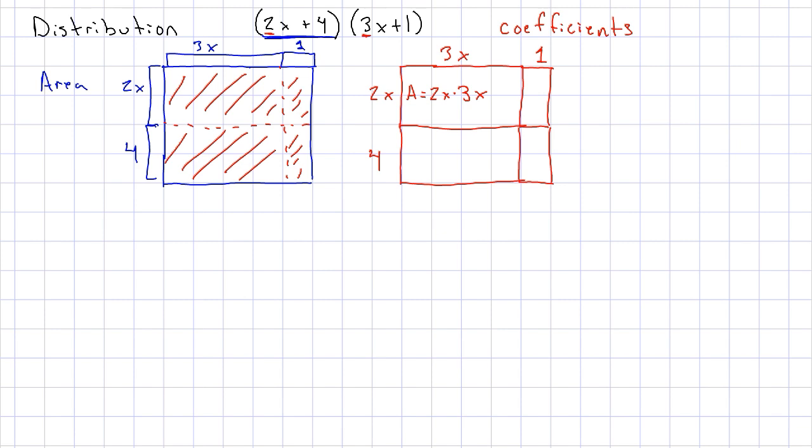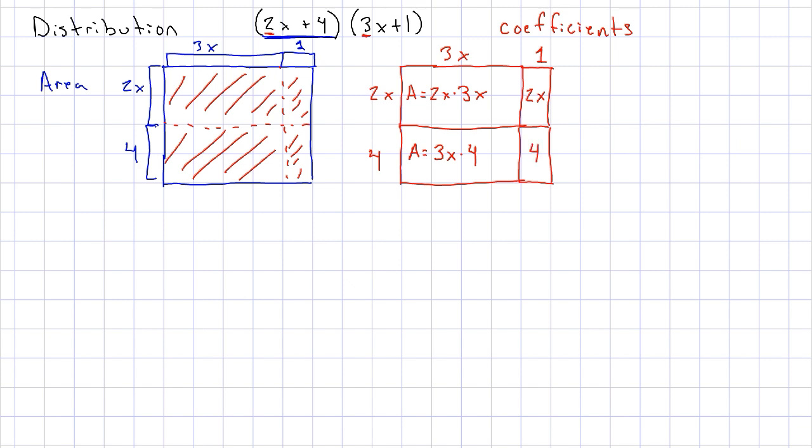The rectangle in the lower left is 3x times 4. The rectangle in the upper right is 2x times 1. So anything times 1 is just itself, so just 2x. And then the lower right is 4 times 1, and that will be just 4.